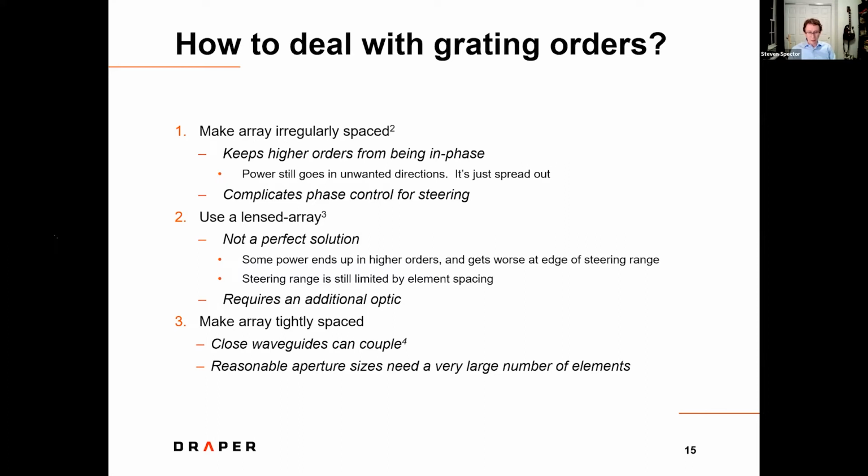The final solution is the brute force approach. Simply make the array tightly spaced so the elements are less than a wavelength apart. This can be done, but it's tough because the close waveguides can couple. And there are some solutions to that, but it makes it tricky. And also, reasonable aperture sizes are going to yield a very large number of elements, as we'll see.